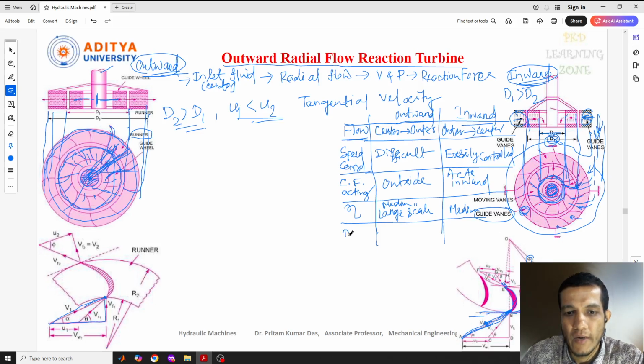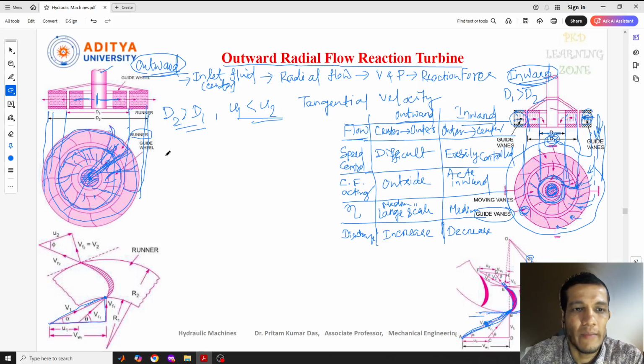And regarding discharge, I already told you that the flow control is difficult in the sense that here the discharge is more, or we can say there is an increase in discharge. But here we can control the discharge, so we can write that it decreases or can be manageable, adjustable. So these are some differences between the outward radial flow turbine and the inward radial flow turbine.